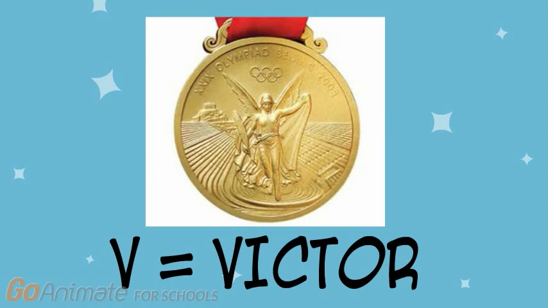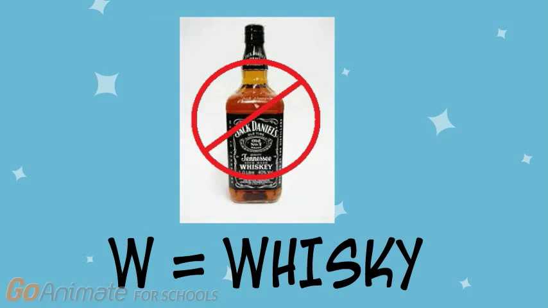V is for victor. A victor is a winner, of a battle, or of a competition. Picture an Olympic gold medal for the winner, or victor. W is for whiskey. Whiskey is an adult, alcoholic beverage. Remember, do not drink whiskey, then drive, or fly. But do remember, that W is for whiskey.